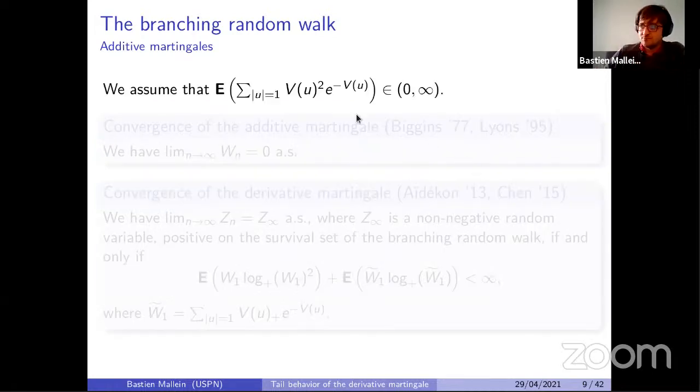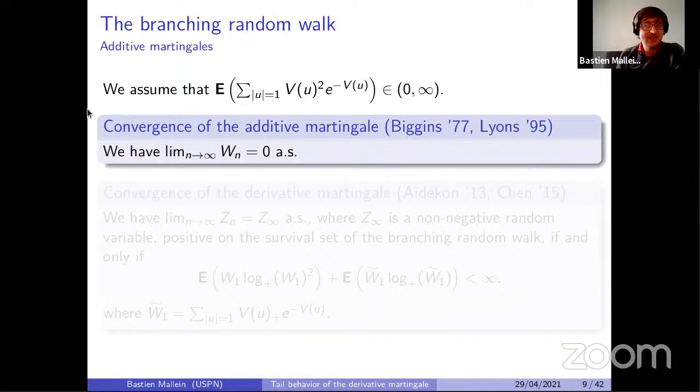We assume this integrability condition over here, which is some kind of finite variance term for a random walk of interest appearing in the branching random walk. Under this additional condition, we know that the additive martingale tends to 0 almost surely.